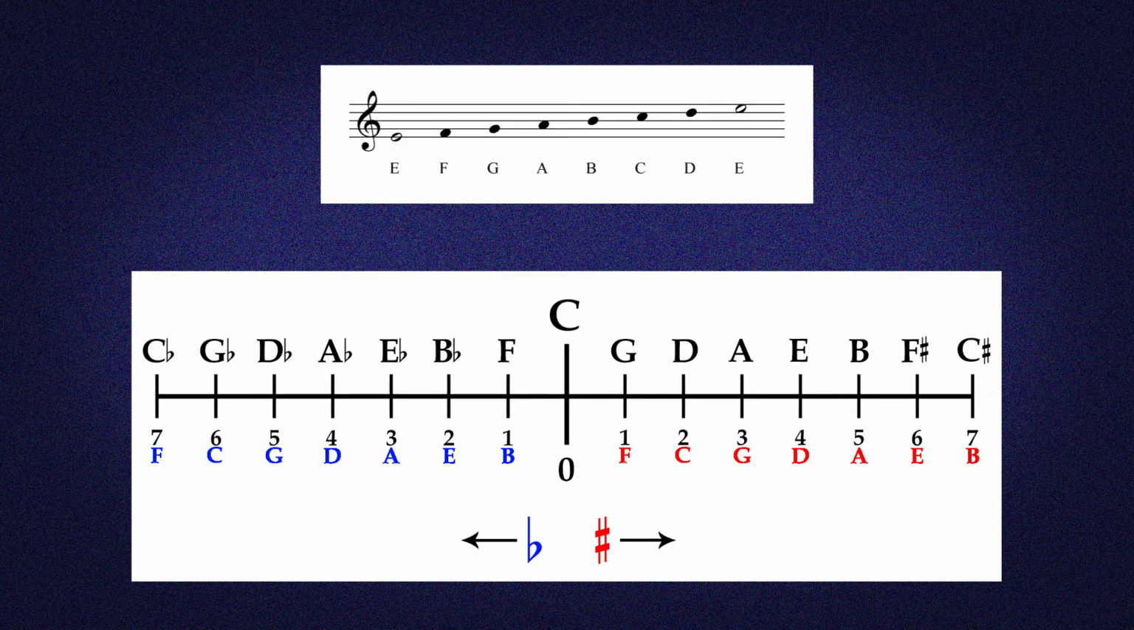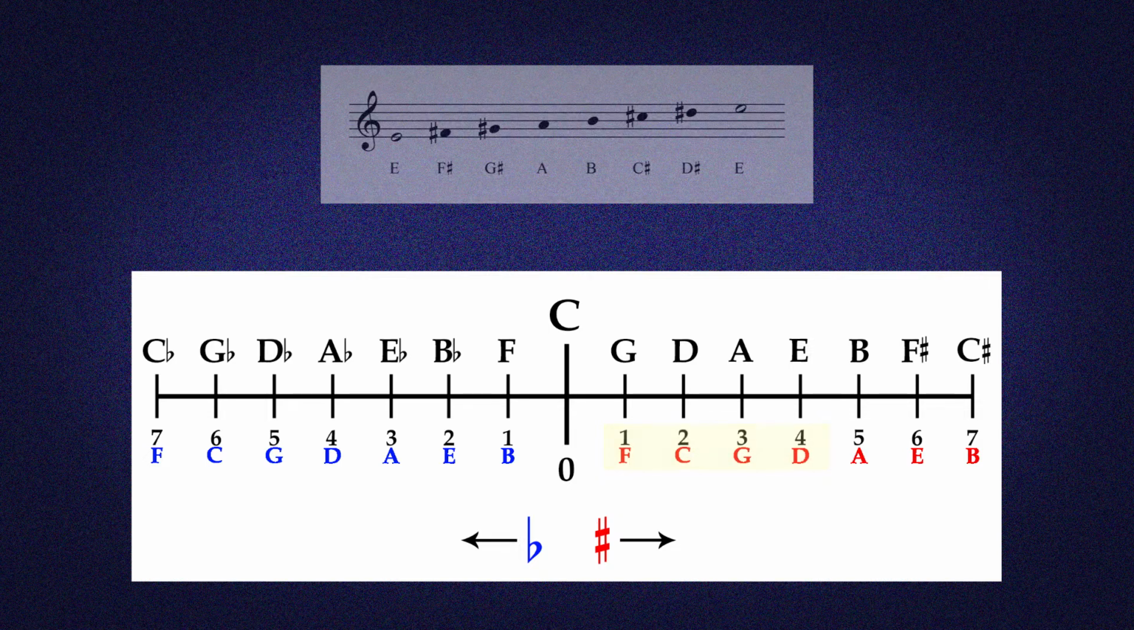So if I want to build an E major scale, I immediately know the letters are going to be E, F, G, A, B, C, D, and E, because E is the tonic of an E major scale, and I have to follow the alphabet from there. All I need to know now is which sharps or flats I will need to add. Under the E, I see it uses 4 sharps, and those sharps need to be on F, C, G, and D. So the E major scale is E, F sharp, G sharp, A, B, C sharp, D sharp, and E.